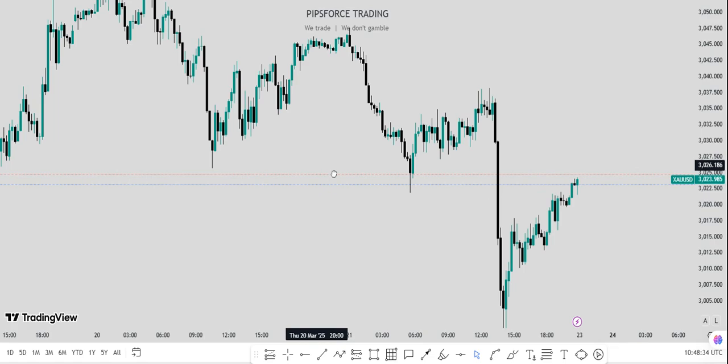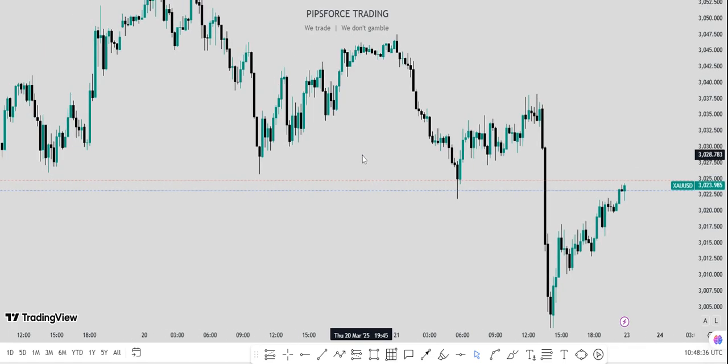Order blocks are one of the institutional reference points that traders or investors want to look at. So in this video, I'm going to show you how you can literally identify order blocks to help you maximize your profit in the forex market.